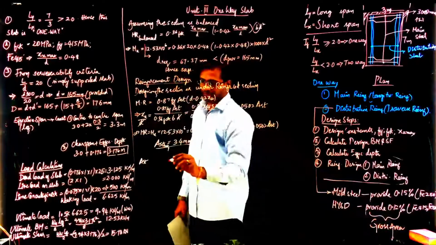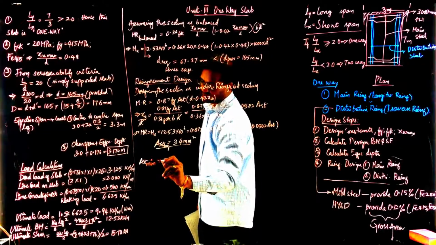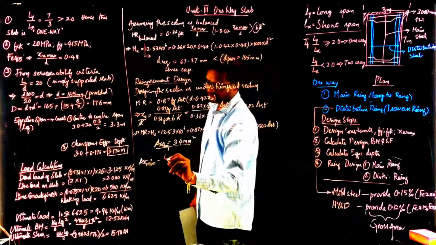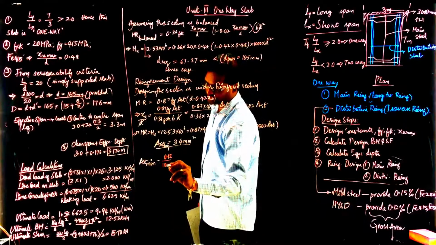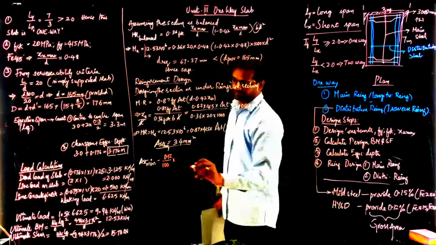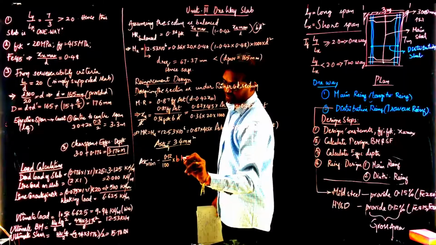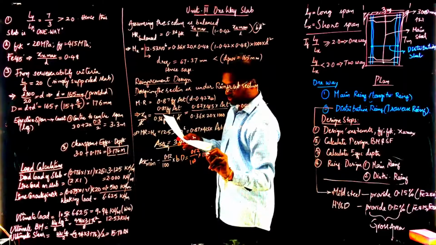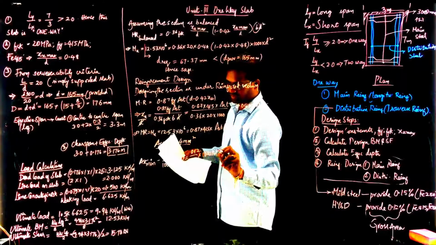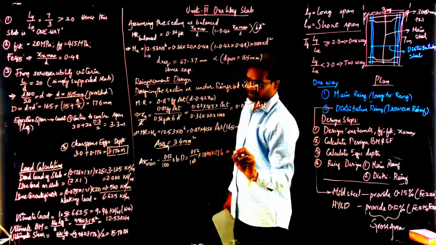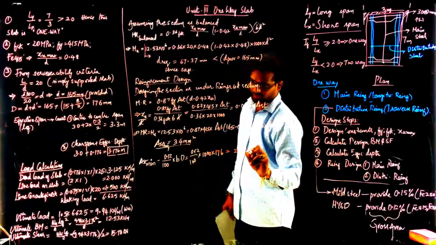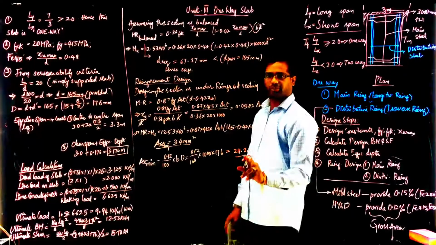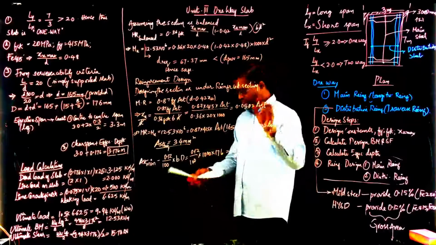So the minimum for Fe415, which is HYSD, is 0.12%, that is 0.12 divided by 100 into gross area b D. So 0.12 divided by 100 into 1000 into the overall depth, 176. You will get 211.2 mm square. This is the minimum area which is required. We will provide this area because the calculated value is very small.